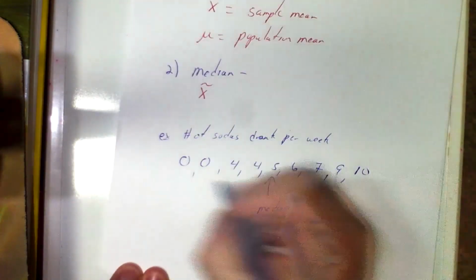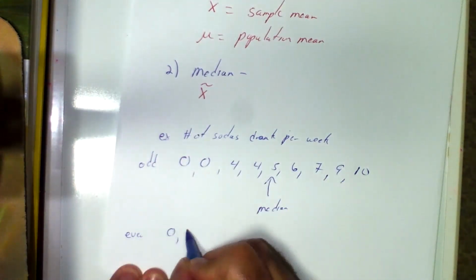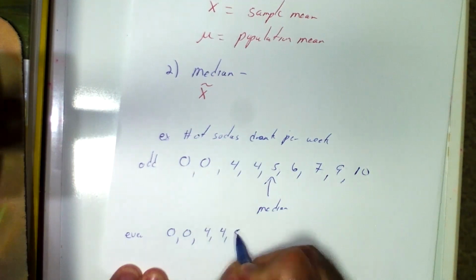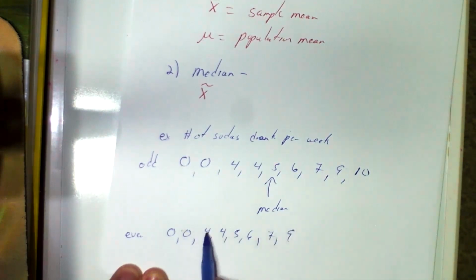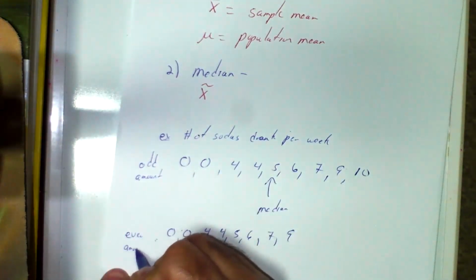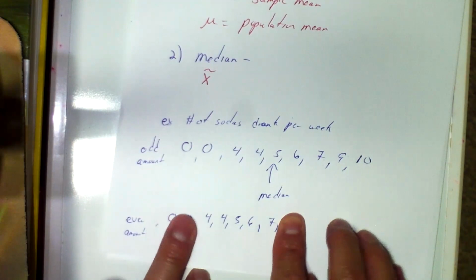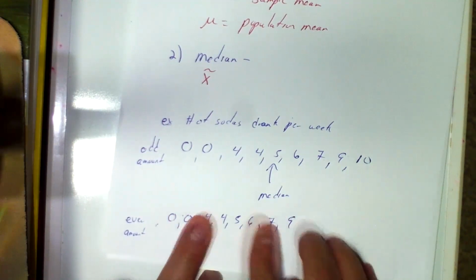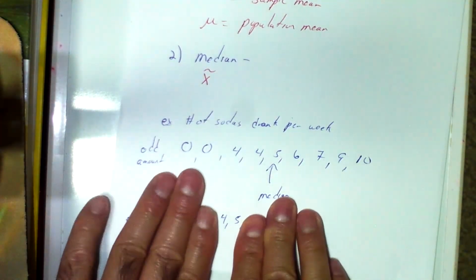So that's odd. Now, if you have an even amount of numbers, let's say you had 0, 0, 4, 4, 5, 6, 7, and 9, and we left off the 10. Well, let's count them. 1, 2, 3, 4, 5, 6, 7, 8. There's 8 numbers. That's an even amount, right? So because you have an even amount, if I do the same procedure, I cover up the highest and the lowest and continue working in, you will see that, let's see, cover up 3, cover up 3. I'm going to have 2 middle numbers, the 4 and the 5.